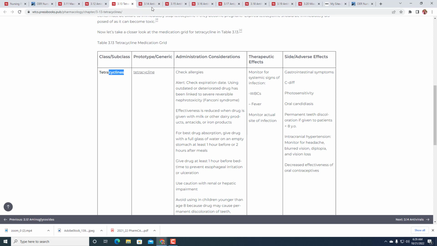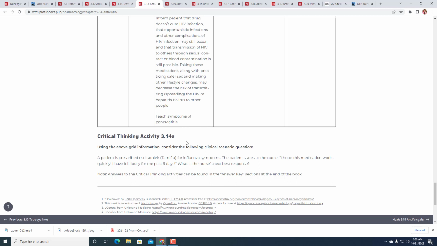Okay, let's go on to 3.14, antivirals. A patient's prescribed also Tamiflu for influenza symptoms. Patient states to the nurse, "Oh, I hope this medication works quickly. I felt lousy for the past 5 days." Oh, geez. What's the nurse's next best response?